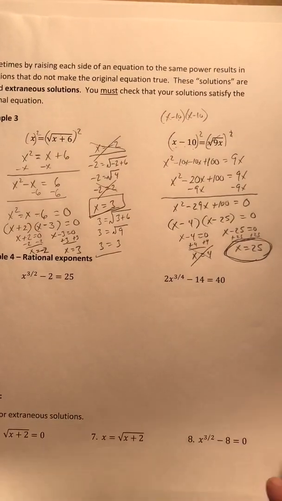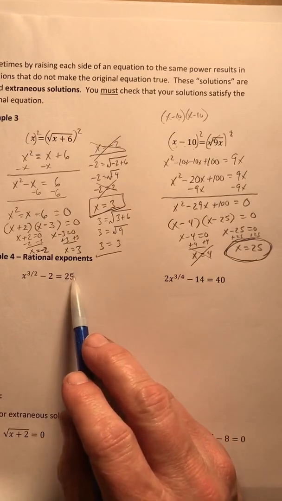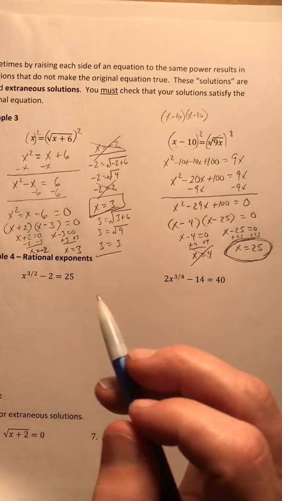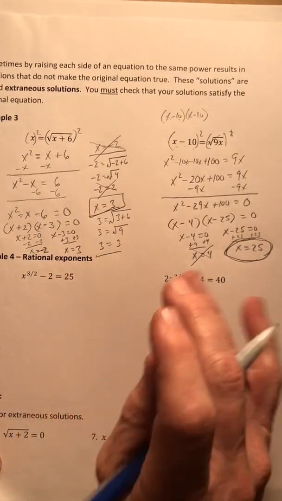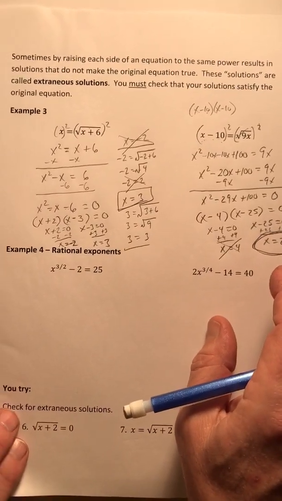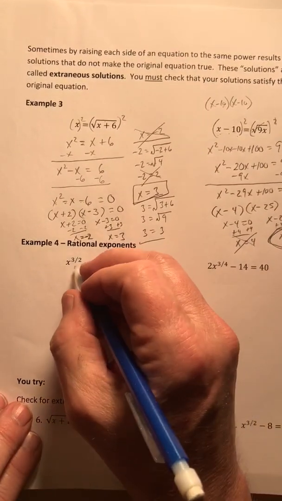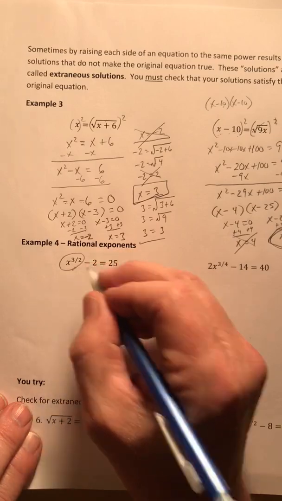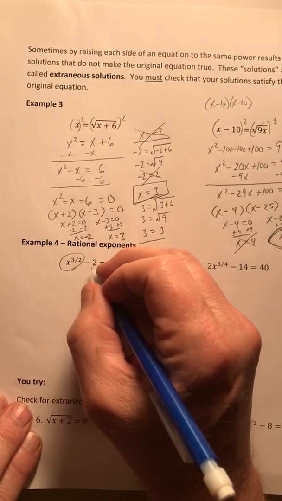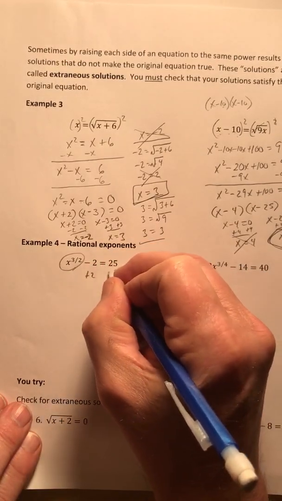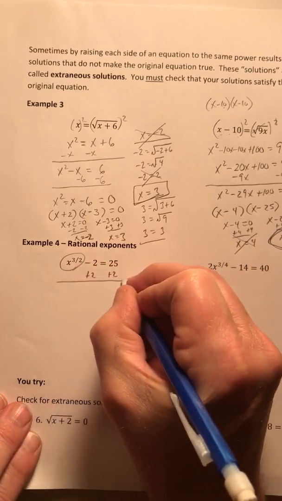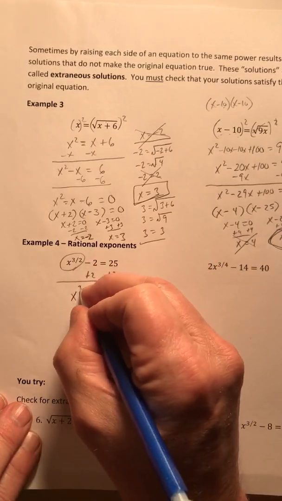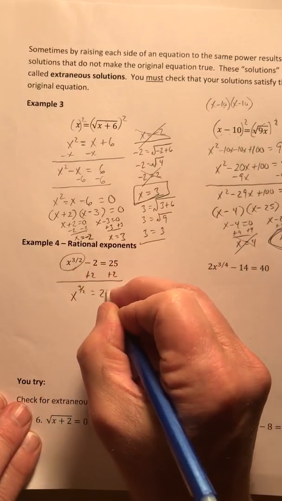All right, example 4. We have rational exponents. Okay, so here we go. We are, again, following those rules. First step is to isolate. So this has the rational exponent, so we got to get this by itself. So we would add 2. Now I get x to the 3 halves equals 27.